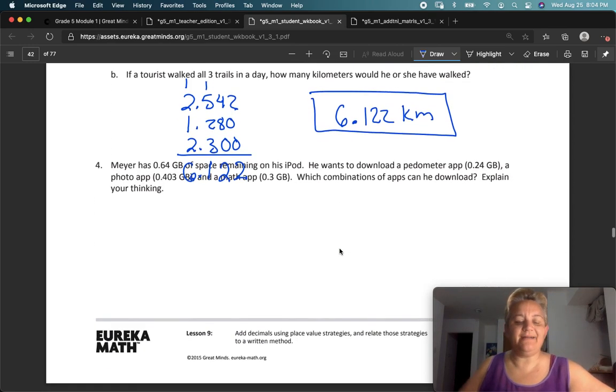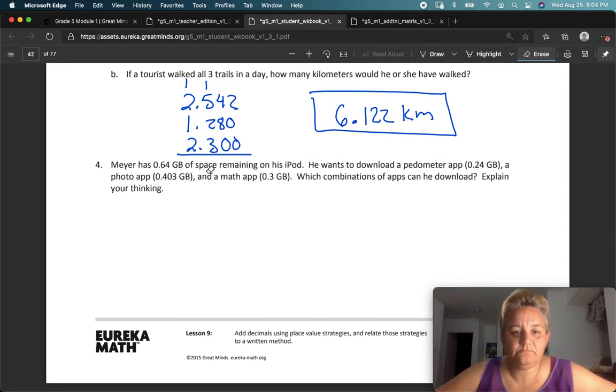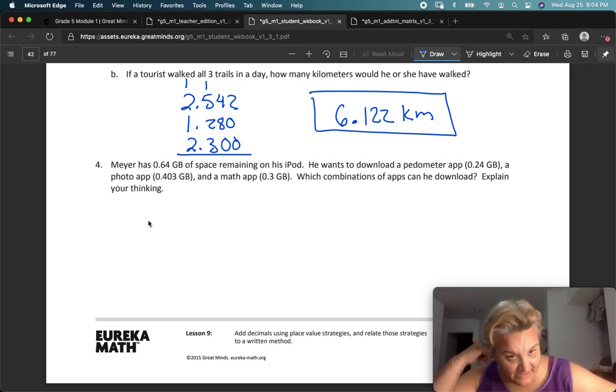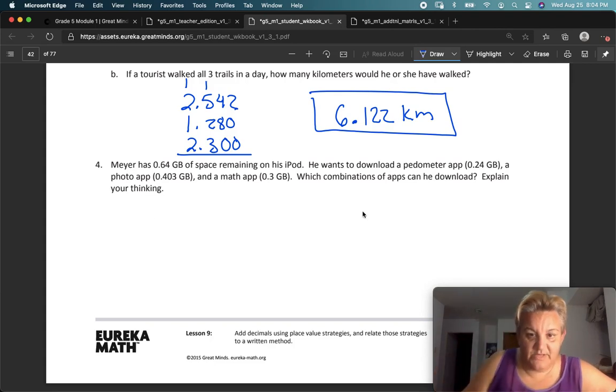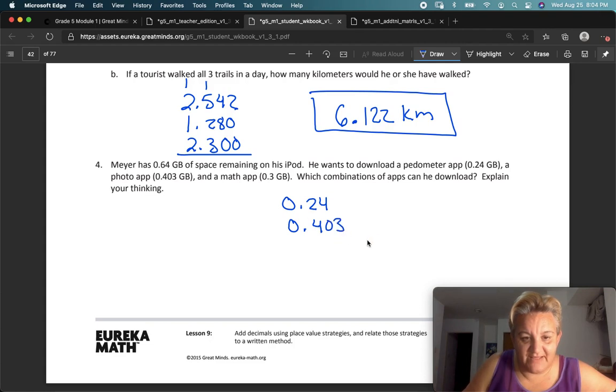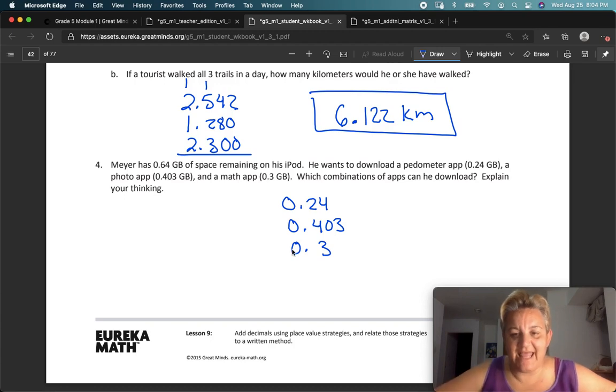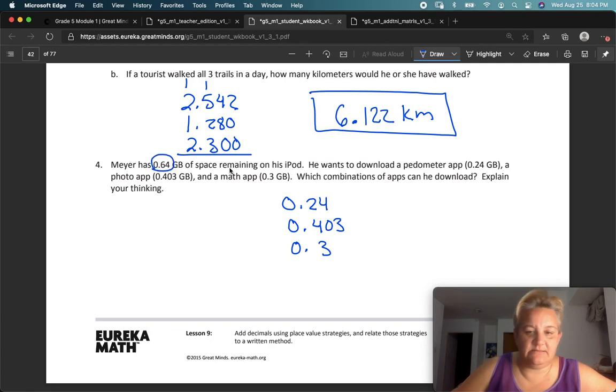Number 4. Meyer has 64 thousandths of a gigabyte of space remaining on his iPod. He wants to download a pedometer app, which is 24 gigabytes, a photo app, which is 403 thousandths of a gigabyte, and a math app, which is 3 gigabytes. Which combination of apps can he download? So this is how much space he has, okay?